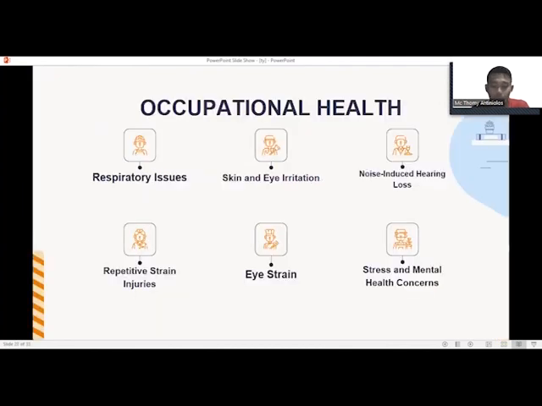These are the possible health problems that the staff may encounter: respiratory issues, skin and eye irritation, noise-induced hearing loss, repetitive strain injuries, eye strain, stress and mental health concerns.